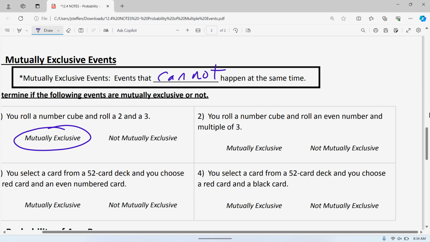You roll a number cube and you roll an even number and a multiple of 3. Keep in mind, again, these are happening at the same time. Like the first one, you can't roll a 2 and a 3 at the same time. But this one says you roll an even number and a multiple of 3. So the other way to think of it, you roll an even number that's also a multiple of 3. Well, the even numbers are 2, 4, and 6. The multiples of 3 are 3 and 6. So there is an overlap with 6. So 6 is both an even number and a multiple of 3. So they do not exclude each other. So they are not mutually exclusive.